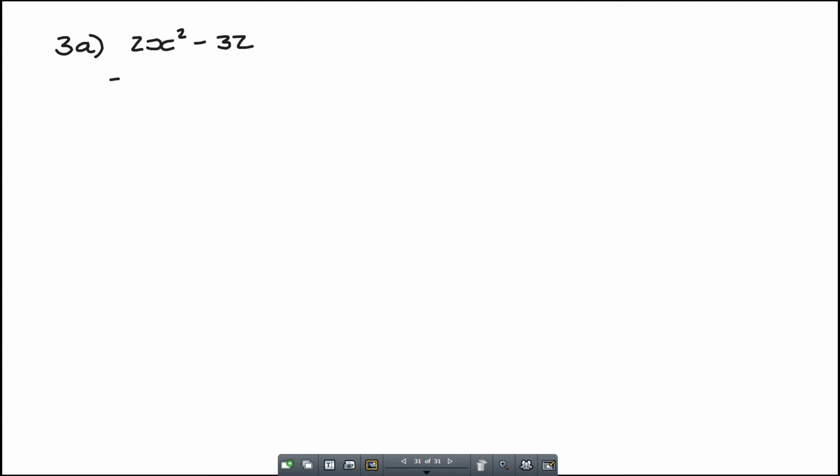Okay, so the only thing here, point 9, please. The only thing here is I couldn't get square root of 2 or square root of 32. So then I had to take out a common factor of 2. So I'm going to have x squared minus 16. And that I can factorize to x plus 4 and x minus 4.